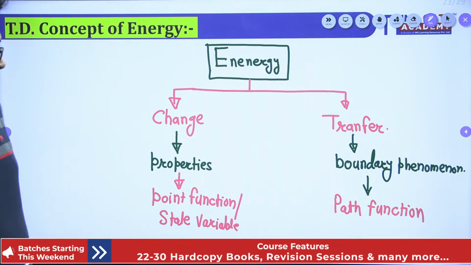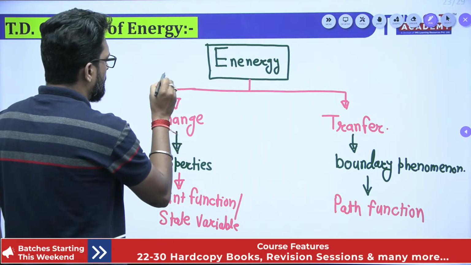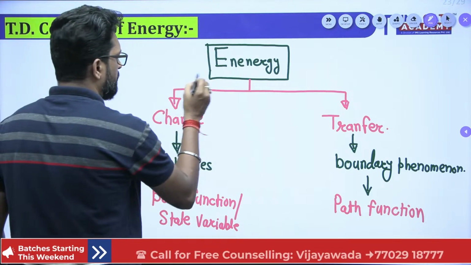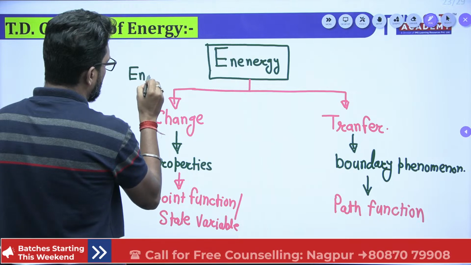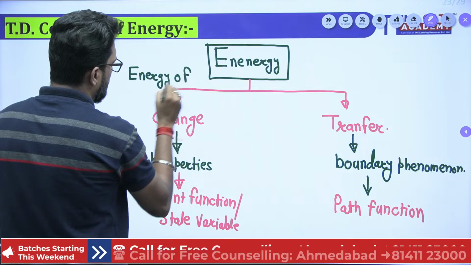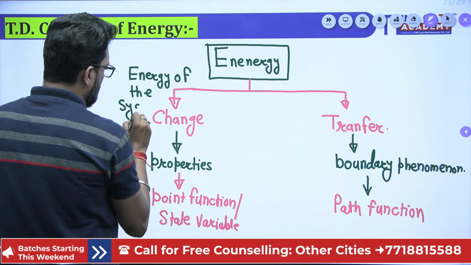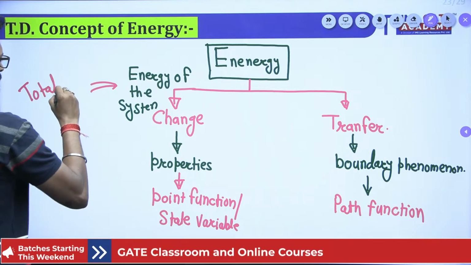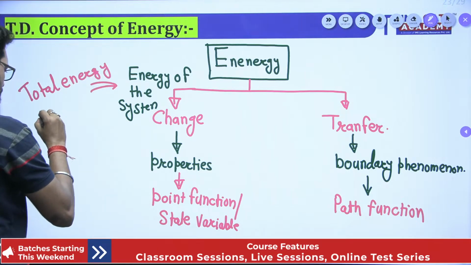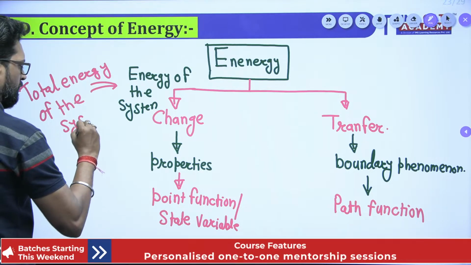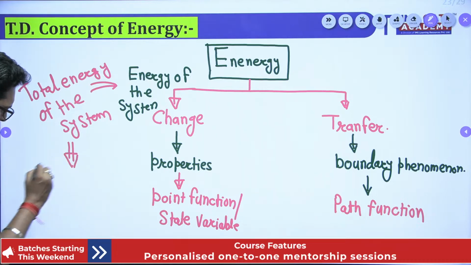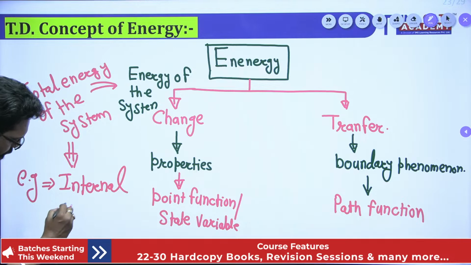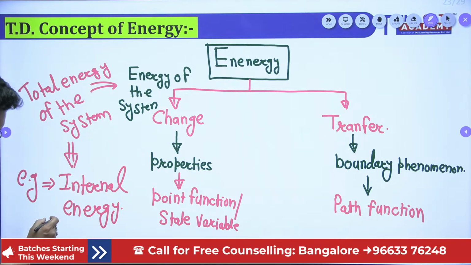That is called the energy of the system. This is called the energy of the system. That means this is called the total energy of the system. For example, internal energy. This is your internal energy, denoted by capital E.